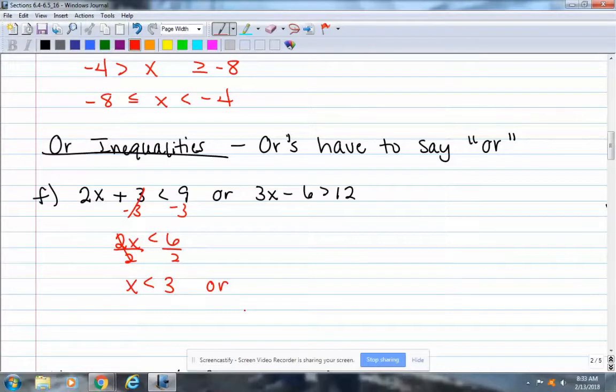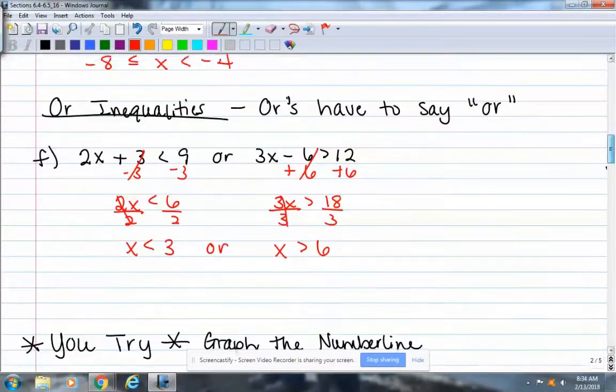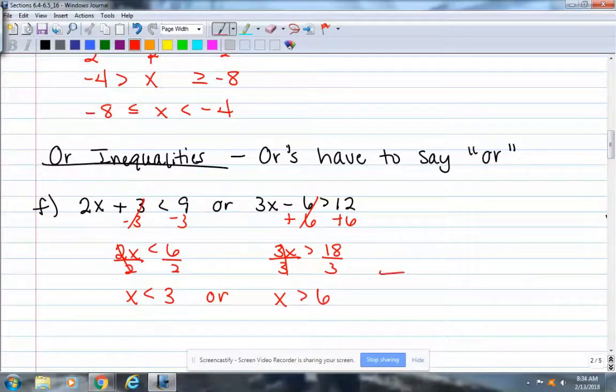And then we've got 3x minus 6 is greater than 12. How do we get x by itself? Add 6. So 3x is greater than, what's 12 plus 6? 18. Divide by 3. X is greater than what? 6. Now there's our solutions. So what do y'all remember about the number line for ors? They shade in opposite directions. So you just draw your number line. We'll do it over here. That's crooked. Make sure you include those numbers. So 2, 3, 4, 5, 6, 7.